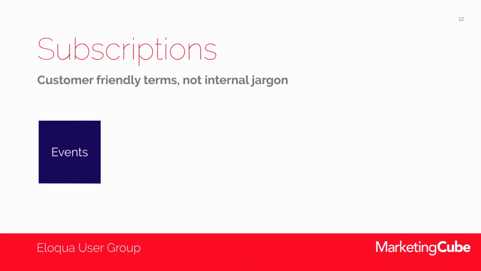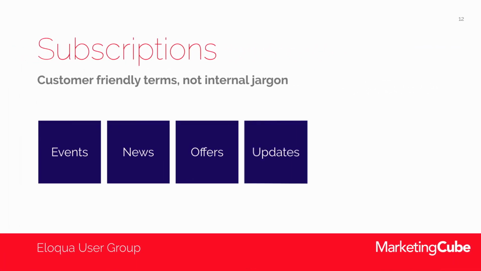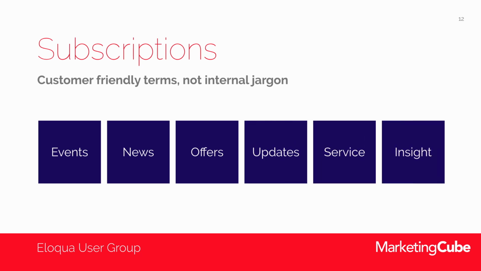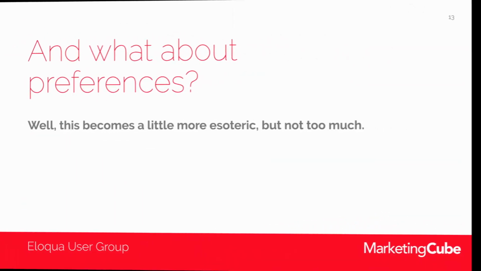But the first thing you need to do is think about a more customer-friendly term that helps people understand what your specific subscriptions are. I've just literally done a little bit of thinking and put together a list of 6 different types of subscriptions here. The last one, Insight, has nothing to do with Eloqua Insight, by the way. It's just a term. Maybe it's like thought leadership, something like that. It could be a little bit different. So people could subscribe to these different subscriptions and then hopefully obtain information from you that relates to them. So where do preferences fit in?